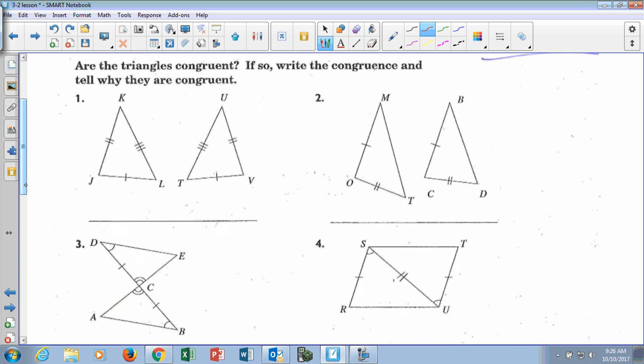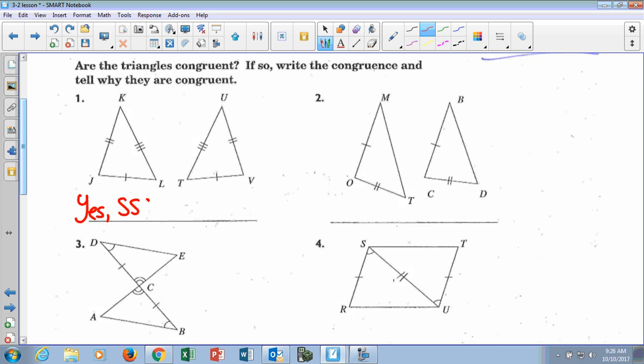So, are the triangles congruent? And if so, tell me why. So look at number 1. Look where the sides match up. How many people would say yes, they're congruent? They're the same. How many people would say yes? Just raise your hand. How many people think no? Okay. Look at these 2 triangles. The only difference is they mirrored one of them. So this is a yes. What's our reasoning?